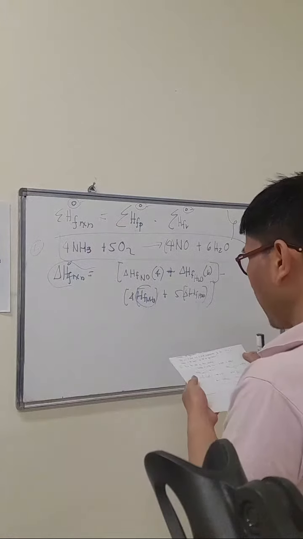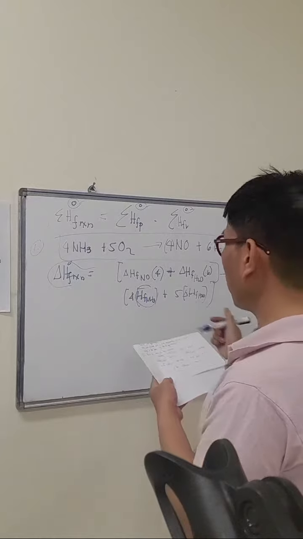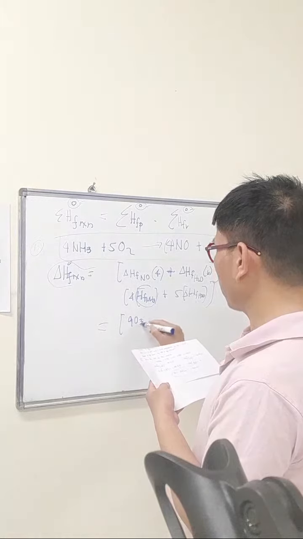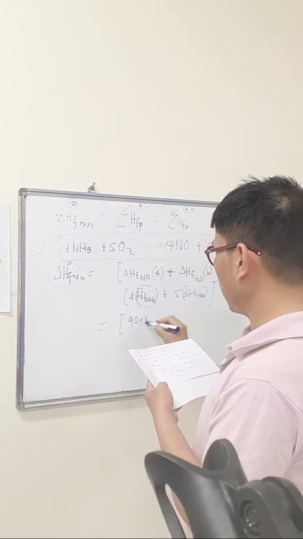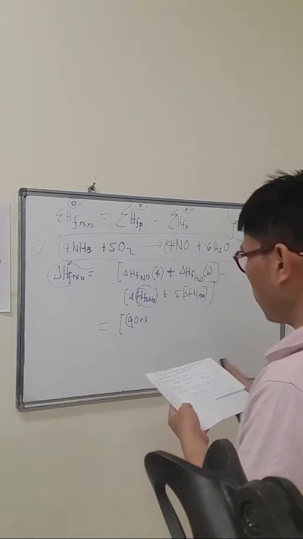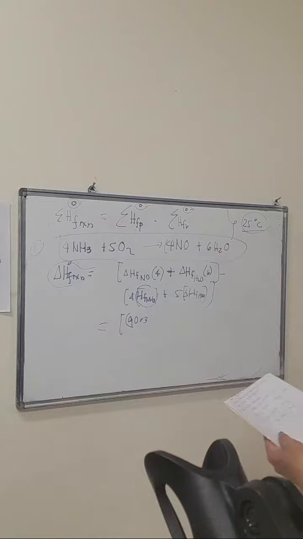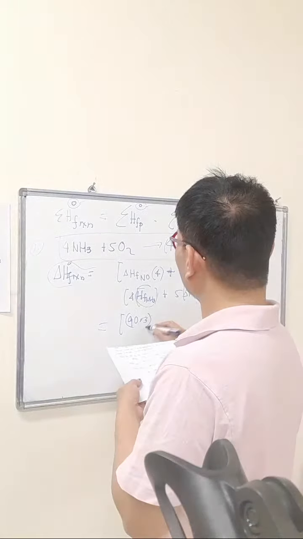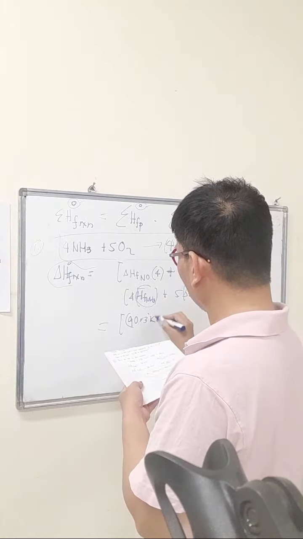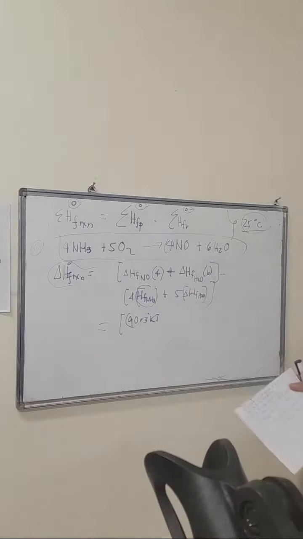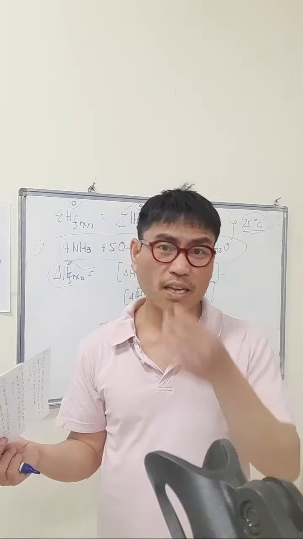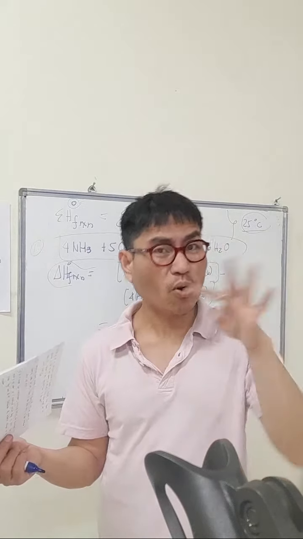So for delta HF of NO, we have 90.3 kilojoules. It is already in kilojoules, so no need to multiply this with the mole. Because it is already a heat, no need to put the mole, or else it will become kilojoules mole, which is not the unit of the molar enthalpy.